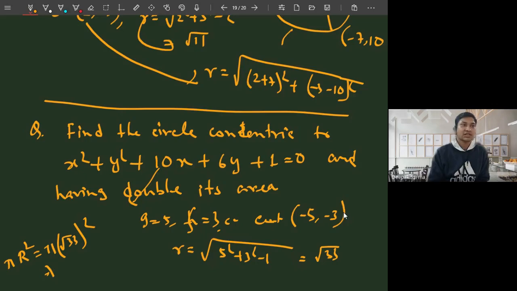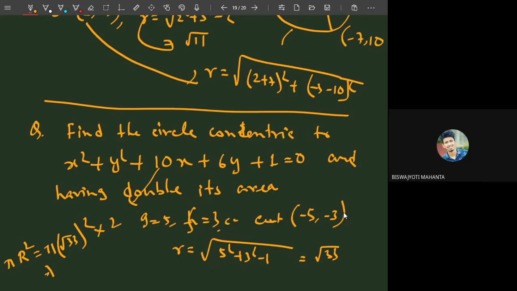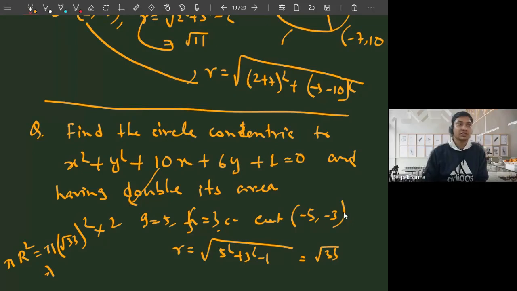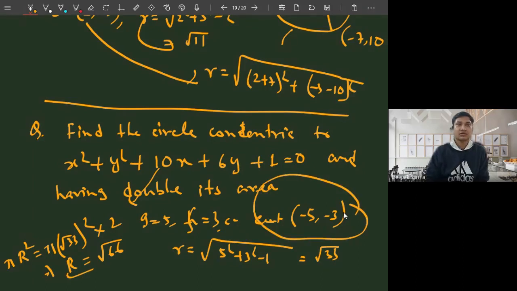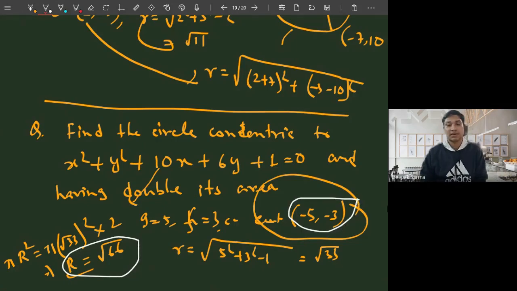But what is given? That the new circle has double the area of the old circle. Yes or no? Yes, sir. So now, if you simplify it, you get the new radius is maybe equal to root over 66. If you know the center and the radius, you can find the circle. Center is minus 5, minus 3.